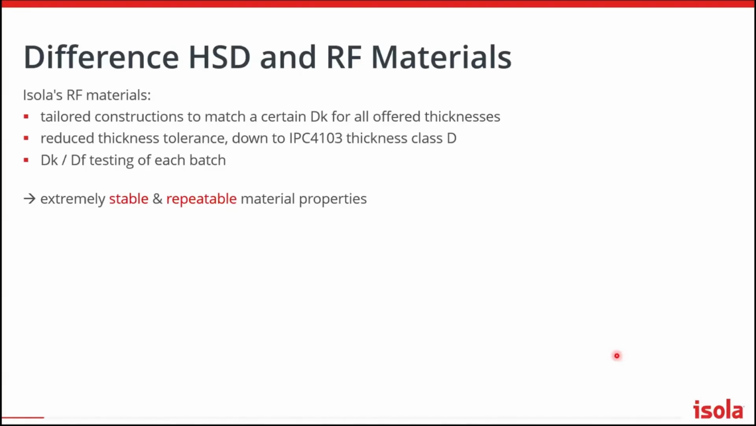Typically, resin content changes over thickness, which affects Dk. You don't want to have that in RF microwave, so we make sure that independent of thickness, you get the same Dk. There's no change of resin content. There are reduced thickness tolerances. Again, we don't want to have too many tolerances at all. We want to reduce variation. That's why we have to do that.